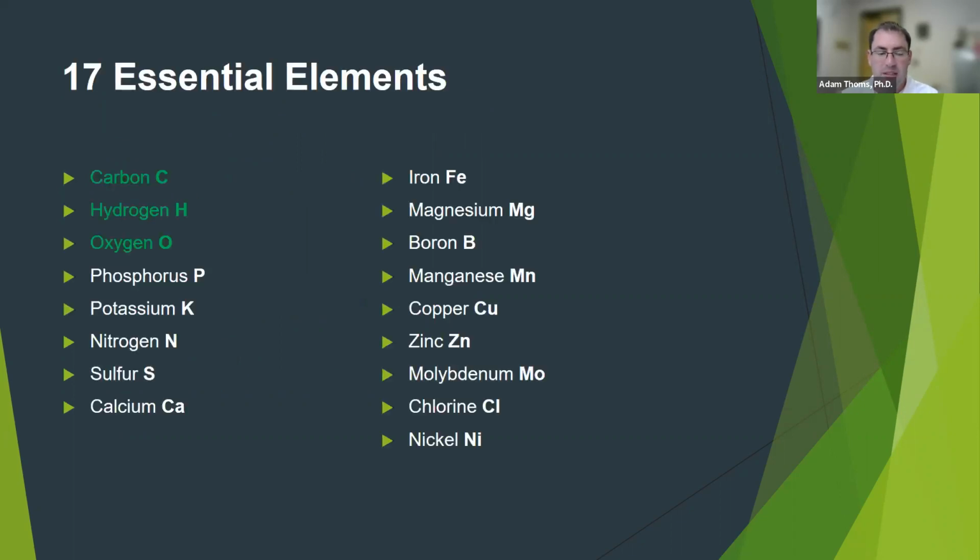So of these 17 essential elements, the plant gets 3 from the air, and those would be carbon, hydrogen, and oxygen. They also can pick some of that up from the soil as well. But the rest of the elements are what's essential for sustaining plant growth, and you have to provide those.